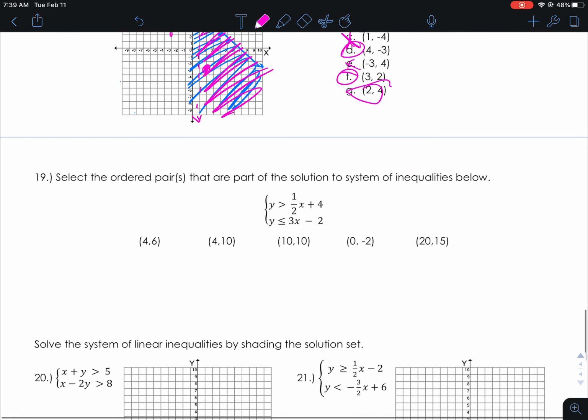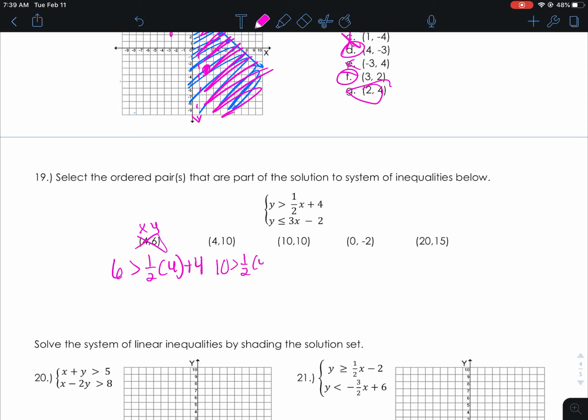Okay, so select the ordered pairs that are part of the system. The easiest way to do this is to plug in points and check them. So if I plug this in for x and y, that's going to be 2, that's going to be 6 is greater than 6. That's not true. All right, so moving on to the next one. They have to work for both.